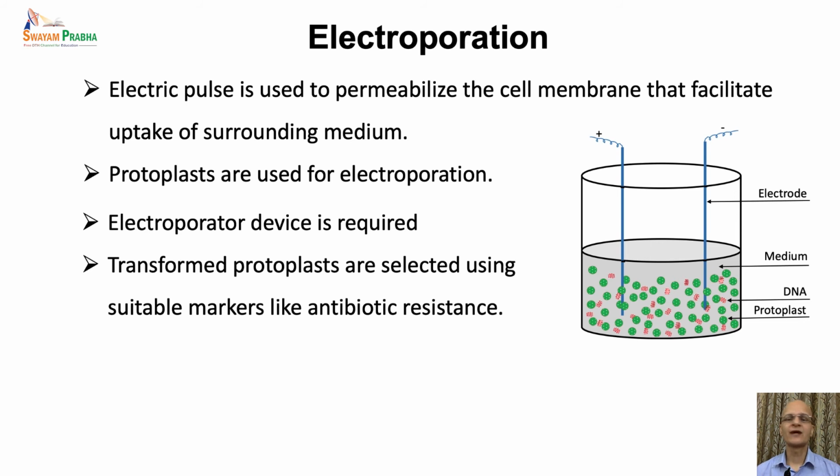Transformed protoplasts are allowed to regenerate the cell wall and multiply, and then the transformed cells are selected using suitable markers like antibiotic resistance genes. Cells are allowed to divide, and then in vitro regeneration procedures are followed to regenerate the plants on the in vitro culture medium.